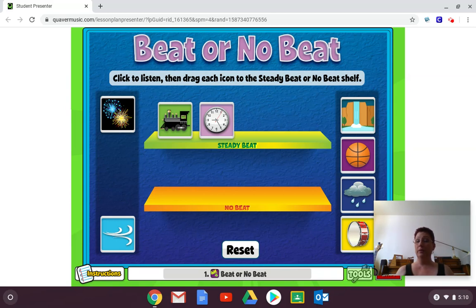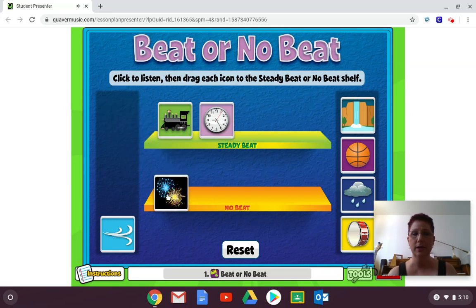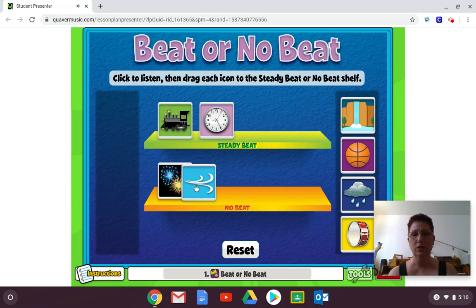Now, remember I said there was two. So let's re-listen to these other two. Oh, you're right. I can't keep a beat to that. So I'm going to go ahead and move him down to no beat. And then the wind. So we'll go ahead and move them over.